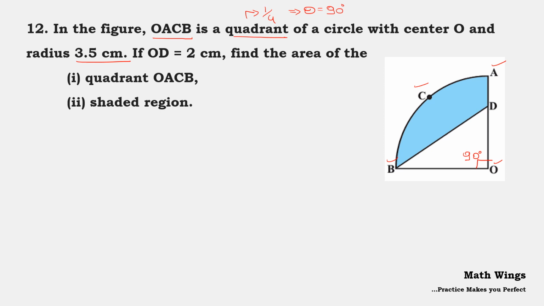So what is the radius of the circle? That is 3.5 centimeter. OD is equal to 2 centimeter. Where is OD? OD is over here, which is the perpendicular, which is the part of the radius AO. So this is 2 centimeter. Find the area of the quadrant OACB. It's a direct application of the formula. We can find it. Now the area of the shaded region.